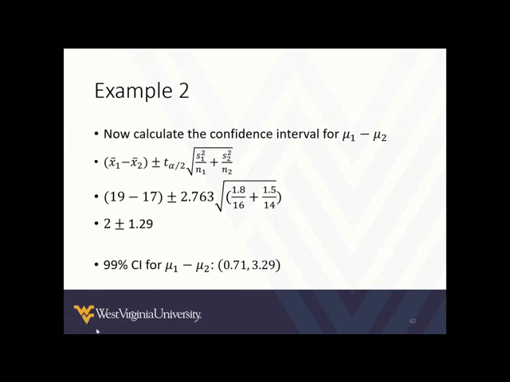What's really going to be different is the standard error calculation, which if we plug and chug, we have the quantity of 19 minus 17 plus or minus 2.763 multiplied by the square root of 1.8 over 16 plus 1.5 over 14. And what is this going to give us? 2 plus or minus 1.29. And so with 99% confidence, our confidence interval goes from 0.71 to 3.29. If you recall in our example 2, it was 0.7 to 3.30, so it has just altered a little bit.